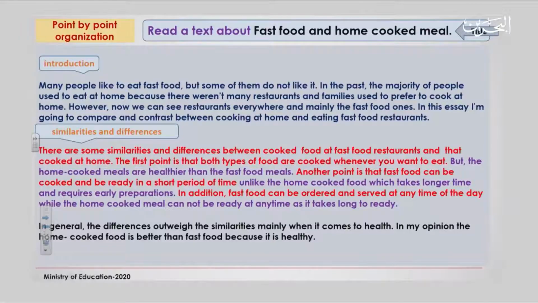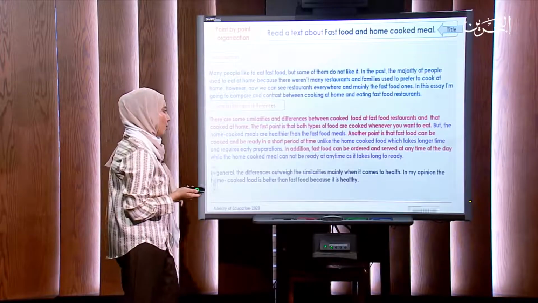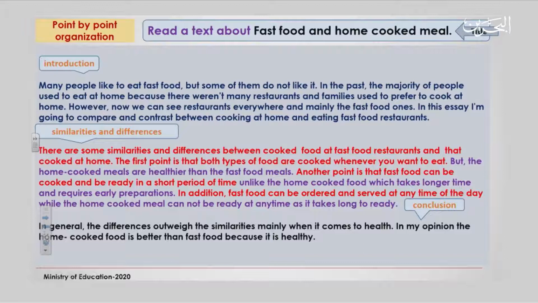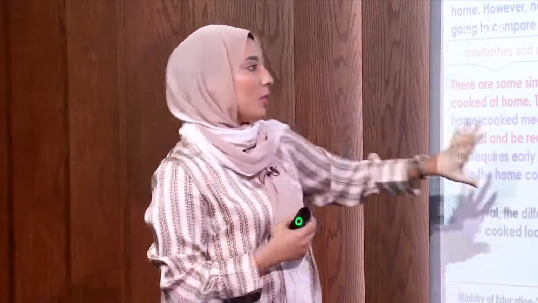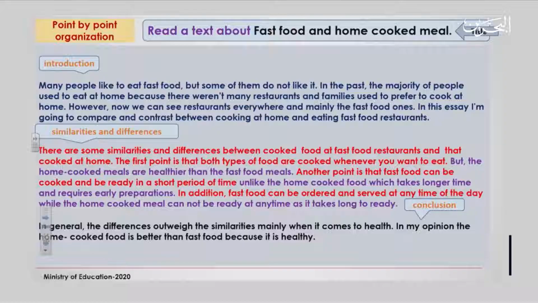The conclusion, in general, the differences outweighed the similarities, mainly when it comes to health. In my opinion, the home-cooked food is better than fast food because it's healthy. Conclusion plus opinion, it's exactly the same. So the main change goes here: if you're following the blocked organization, it's paragraph and paragraph, whereas point by point, they're merged together. As simple as that.